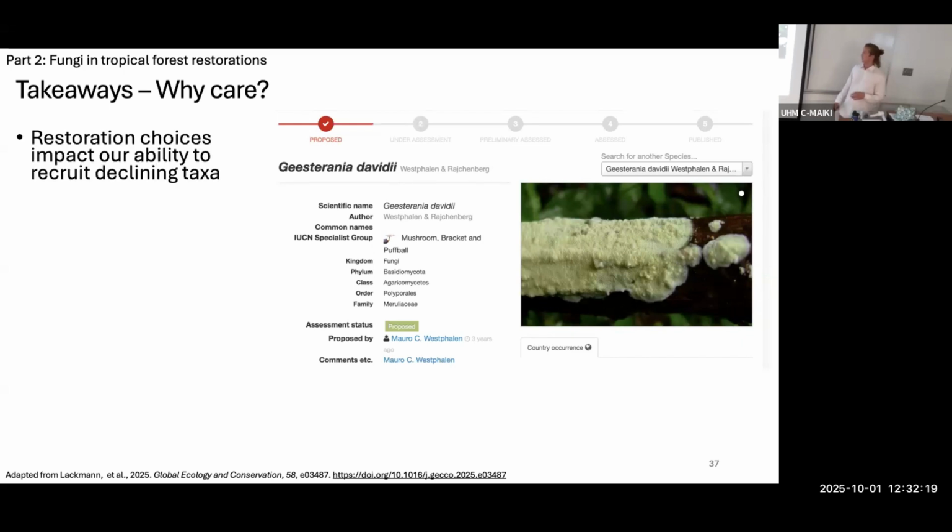And so ultimately, if restoration choices impact our ability to recruit declining taxa, then if we don't establish this foundational work to understand which approaches function better, we're doing restoration in the dark, and we have very limited ability to optimize our approach for given goals. And so it makes this work worthwhile, in my view.